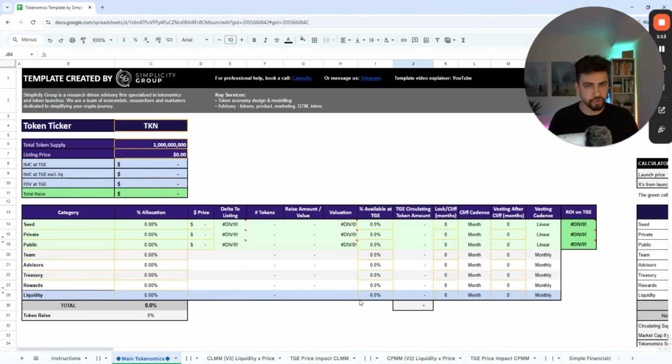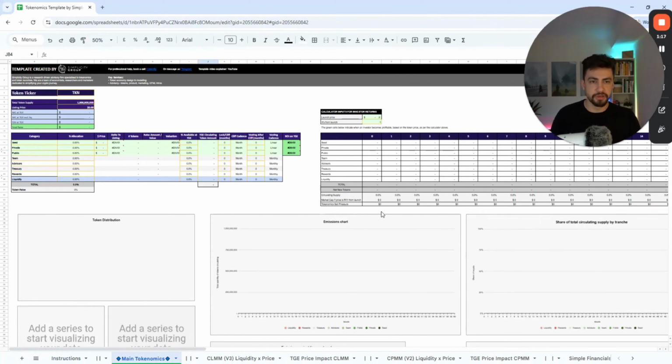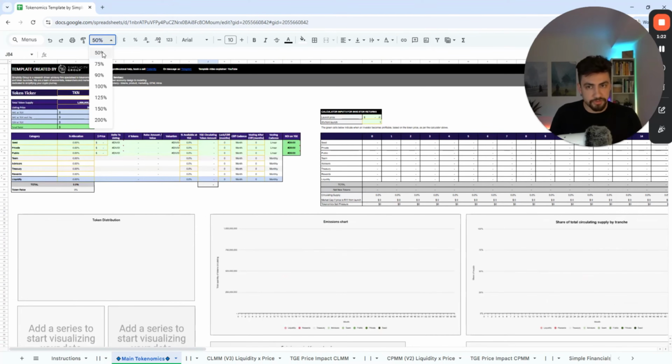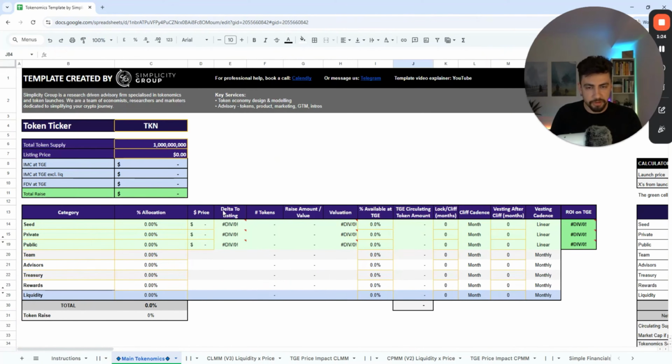So this is the main sheet. This is your core supply side tokenomics. And if I zoom out, sorry. This is quite a comprehensive sheet, right? This has everything that you need to showcase to investors, to exchanges, to market makers, for you to plan how much you need to fundraise, to allocate everything properly, and so on and so forth.